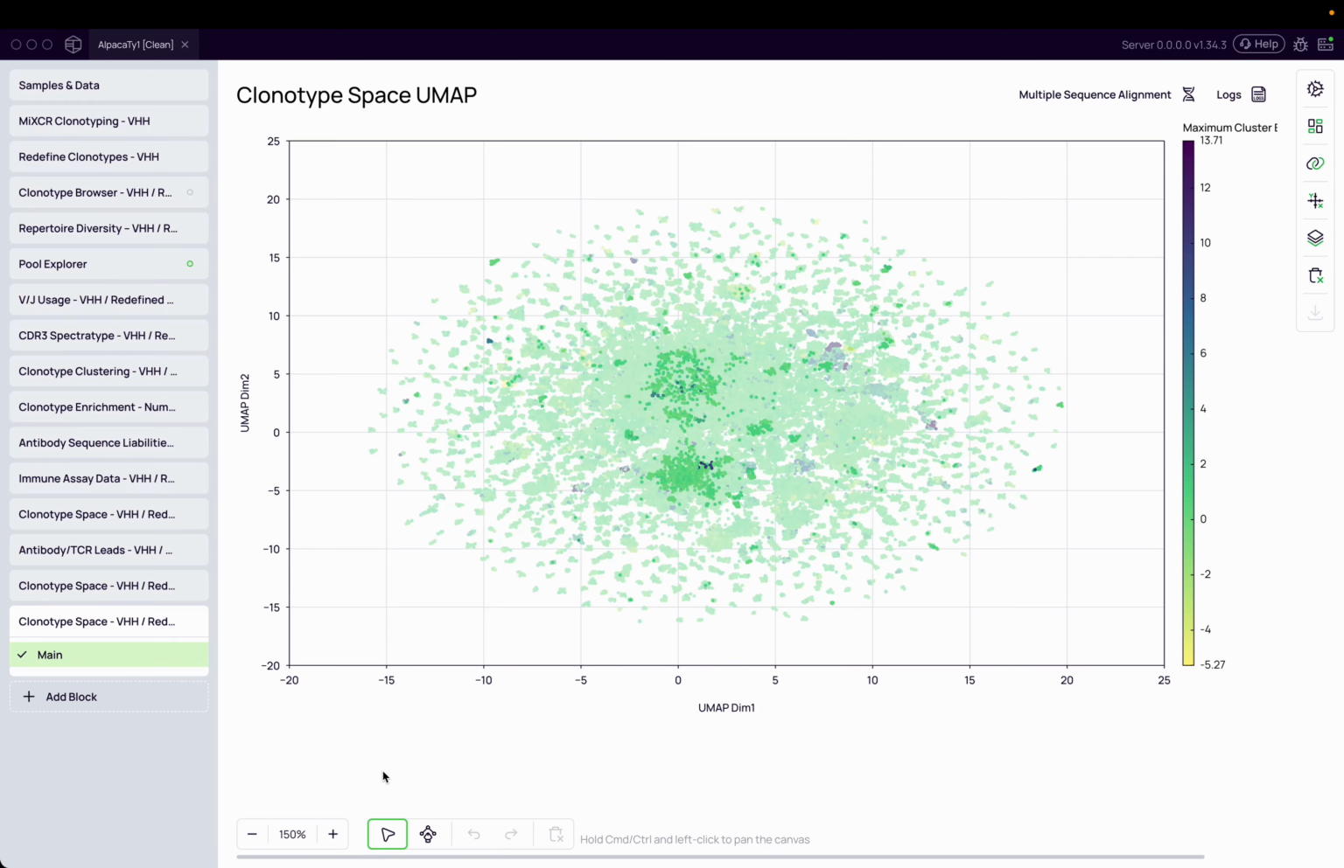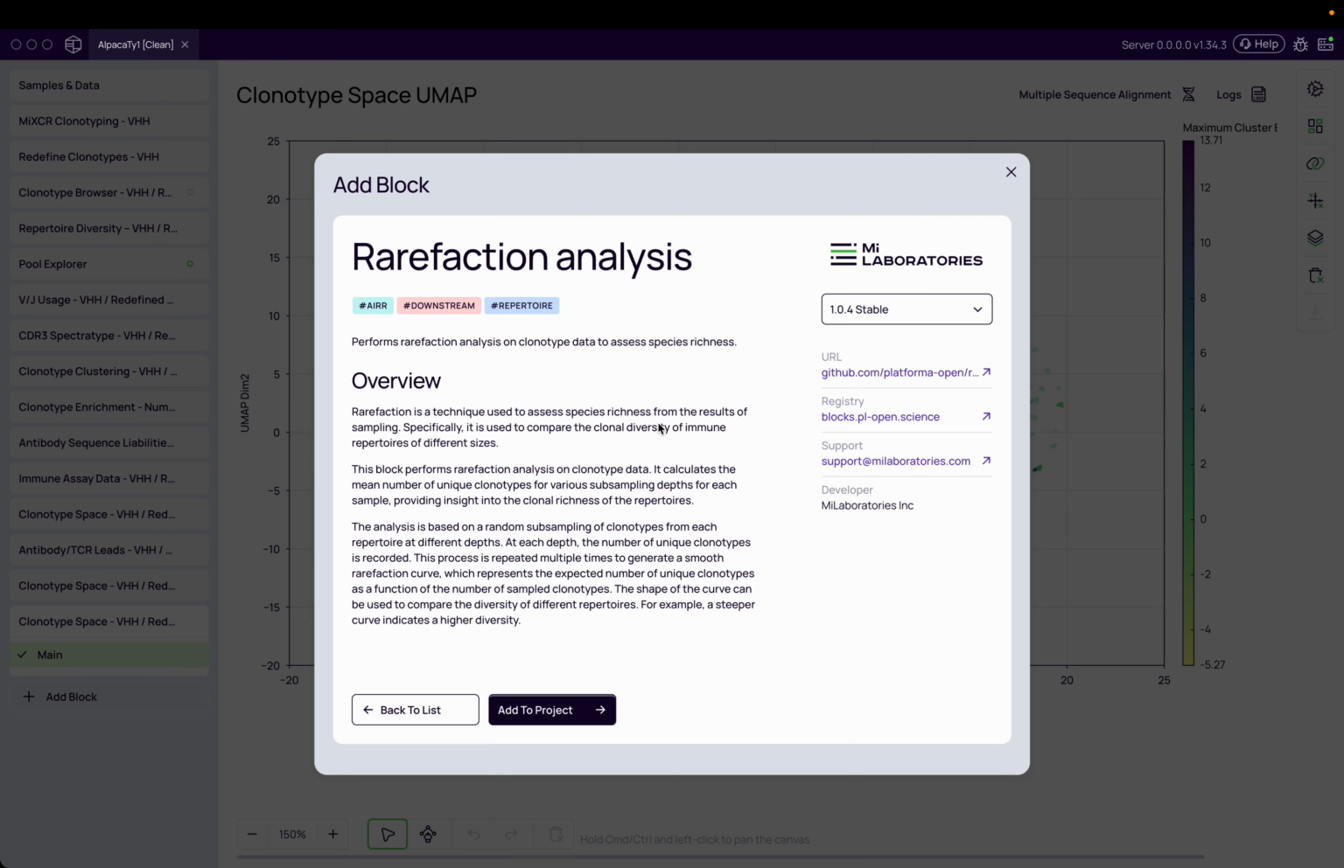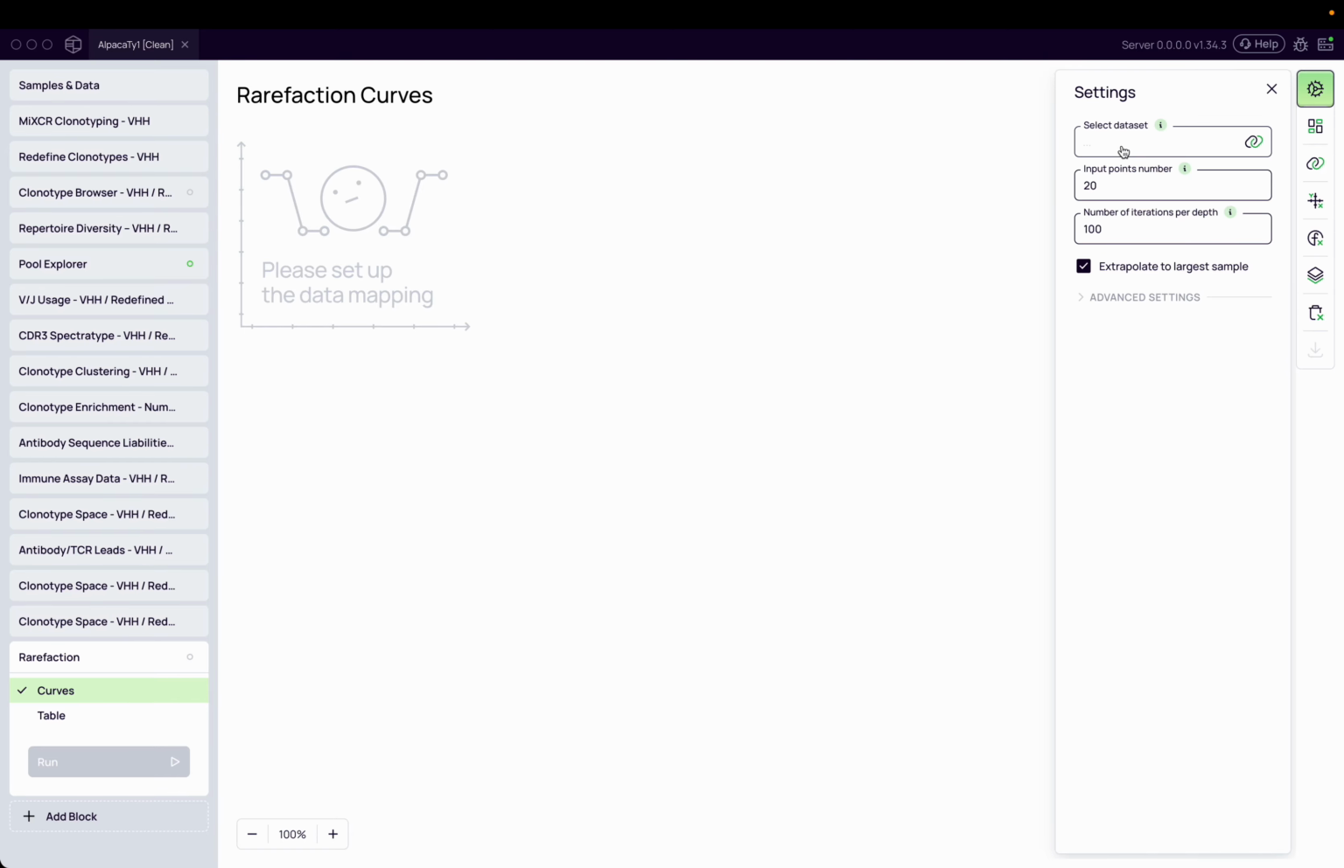Hi, in this short guide we are going to explore rarefaction analysis, which is a method used to assess clonal diversity in immune repertoire by estimating the number of unique clones you would expect to find in a smaller sample. So we are starting by adding the rarefaction analysis block into the project, and here we have our settings.